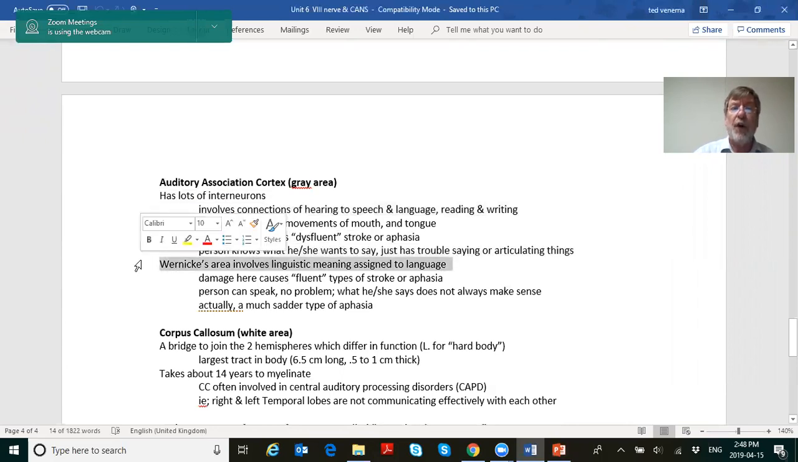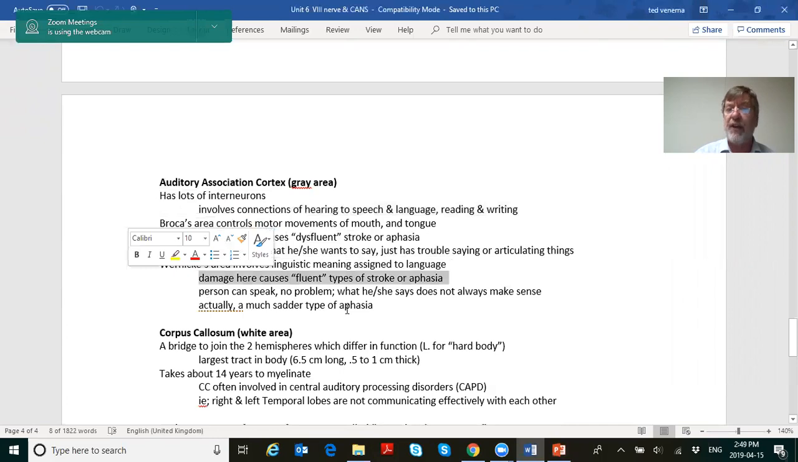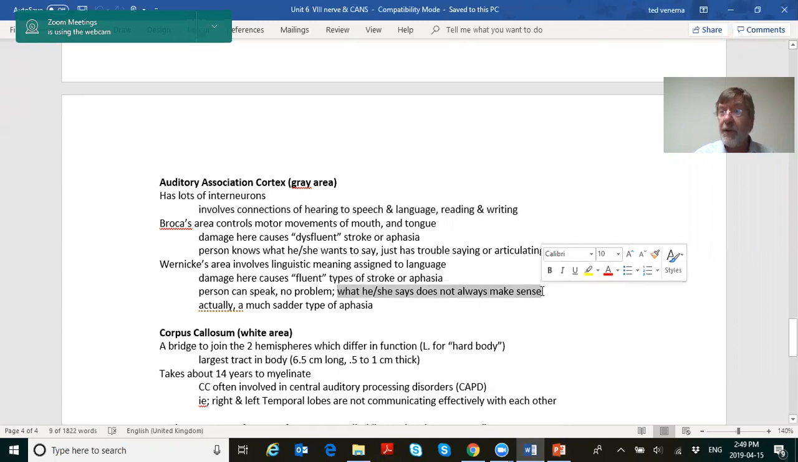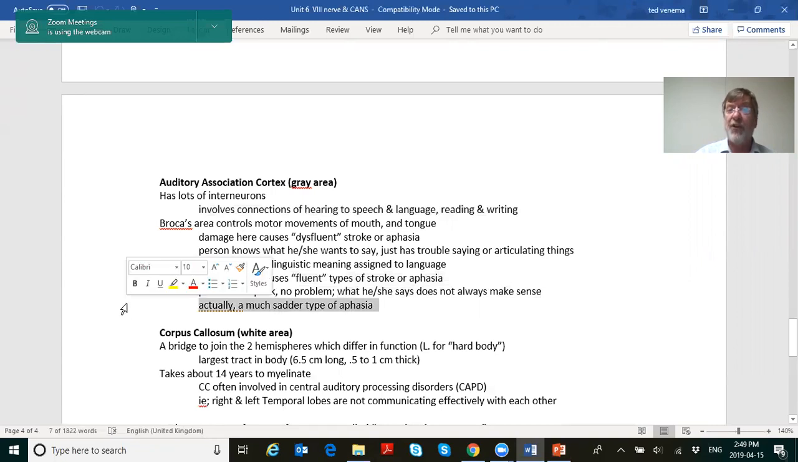Wernicke's area involves meaning assigned to language. Damage here causes a fluent aphasia. The person can talk, but is losing his or her mind as to what to say. Okay? Person can speak, no problem. It's just what he or she says doesn't make any sense. I think I'd rather have Broca's aphasia than Wernicke's. This is actually a much sadder type of aphasia.